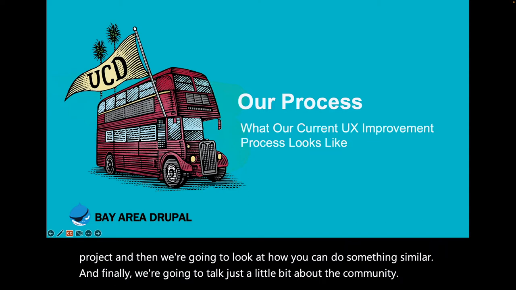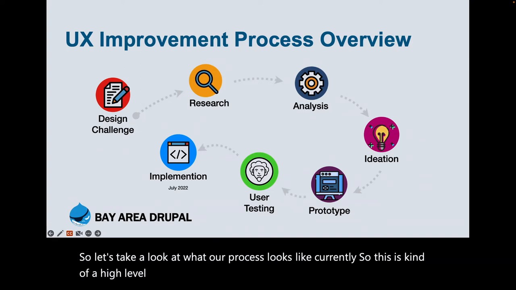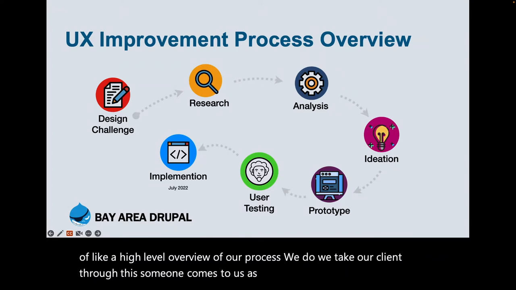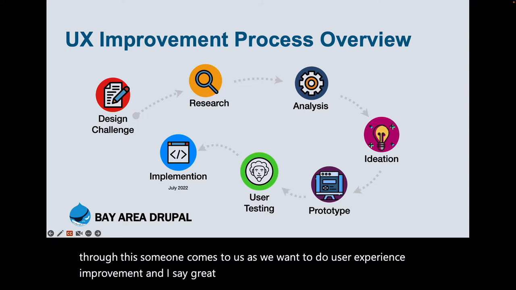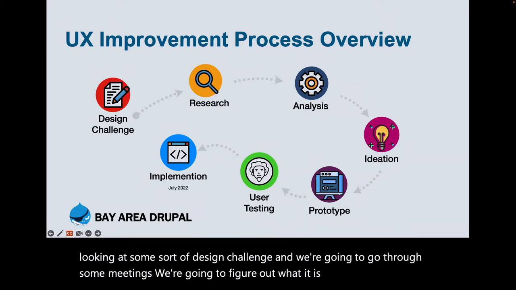So let's take a look at what our process looks like currently. This is kind of like a high-level overview of our process. We take our client through this. Someone comes to us, says we want to do user experience improvement. And I say, great, let's start this process. Here's what we're looking at. Some sort of design challenge, and we're going to go through some meetings, and we're going to figure out what it is we're working on, what we're trying to improve here.